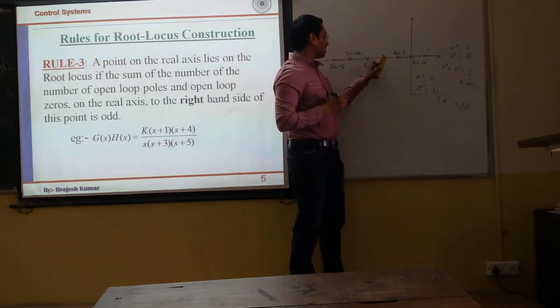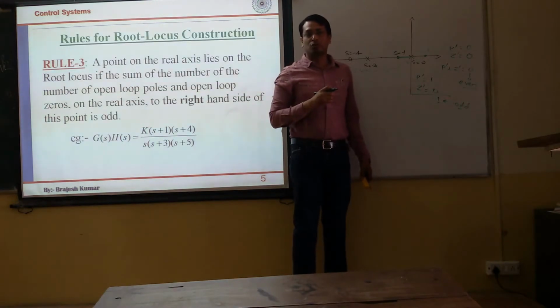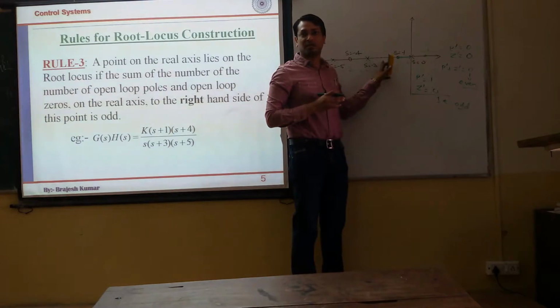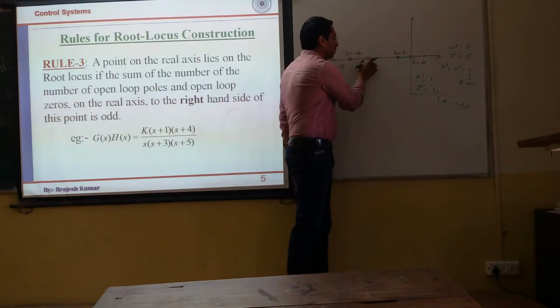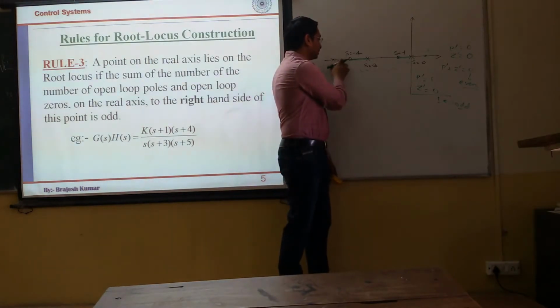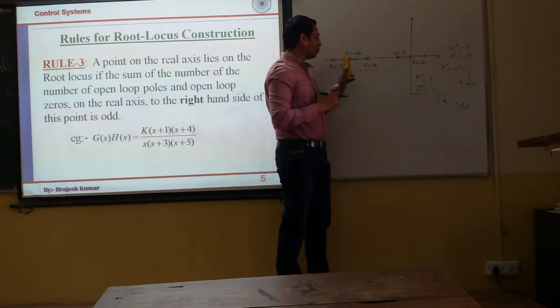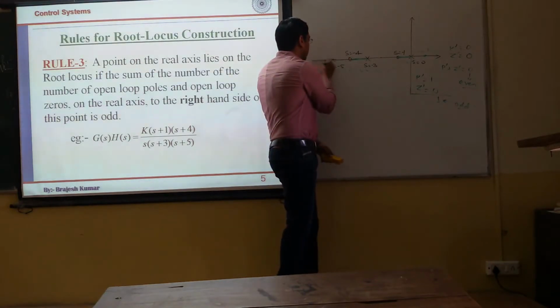Correct? Take this section. At any point in this section, P dash is equal to 1, Z dash is equal to 1, 1 plus 1 is equal to 2, that is even. So it will not be part of the root locus. This section of the real axis will not be part of our root locus. Take this section: 1 and 1 2 plus 1 is 3, so this will be part of the root locus. Correct? Take this section: 1 and 1 2, 2 plus 2 is equal to 4, even, so it will not be part of the root locus. Take this section, it will be part of the root locus.